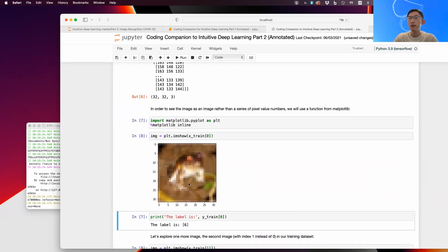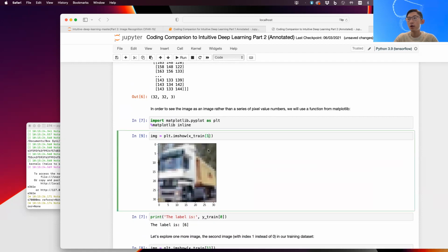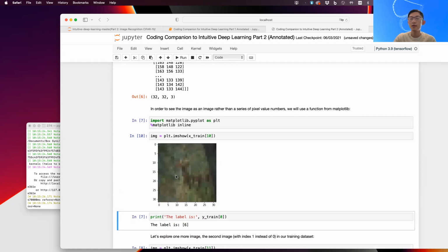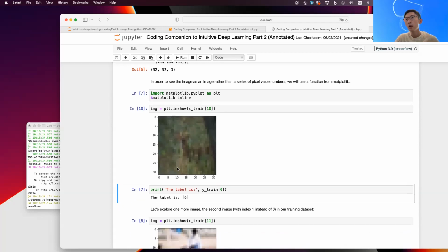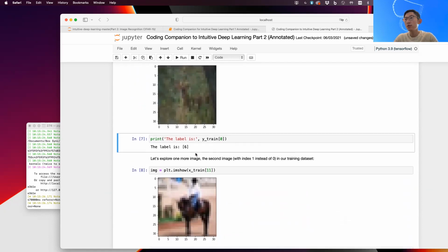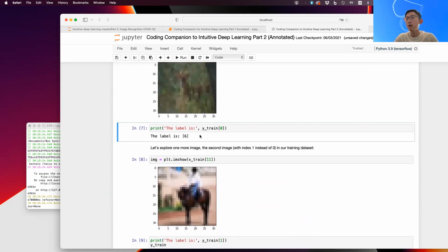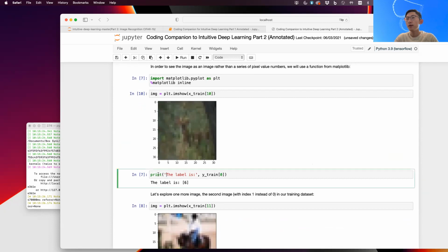We see this is the first image. From the human eye, you could tell this is a frog. And the second image is kind of like a truck. There are 50,000 of them. This one is really blurry because the images are compressed for storage. Anyways, these are the images, and we can also print the class label.